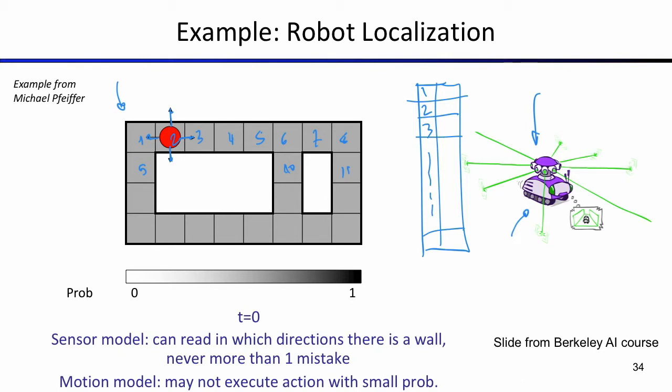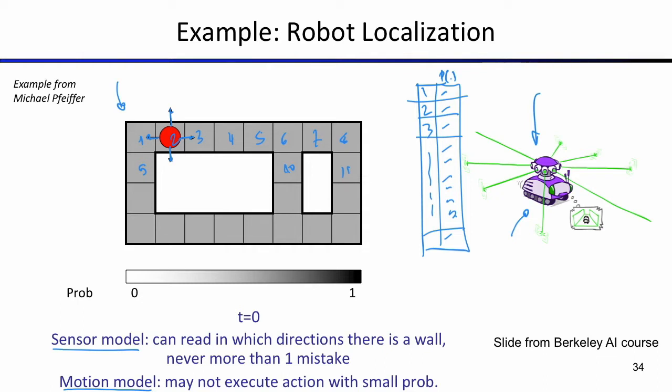And we have initial probabilities for those states. If we don't know where the robot is or where it is more likely to be located, we can say that it's going to be a uniform distribution. So we assign the same probabilities to all states. And we have these 2 models here: a sensor model and a motion model. These are simplifications for a real robot.